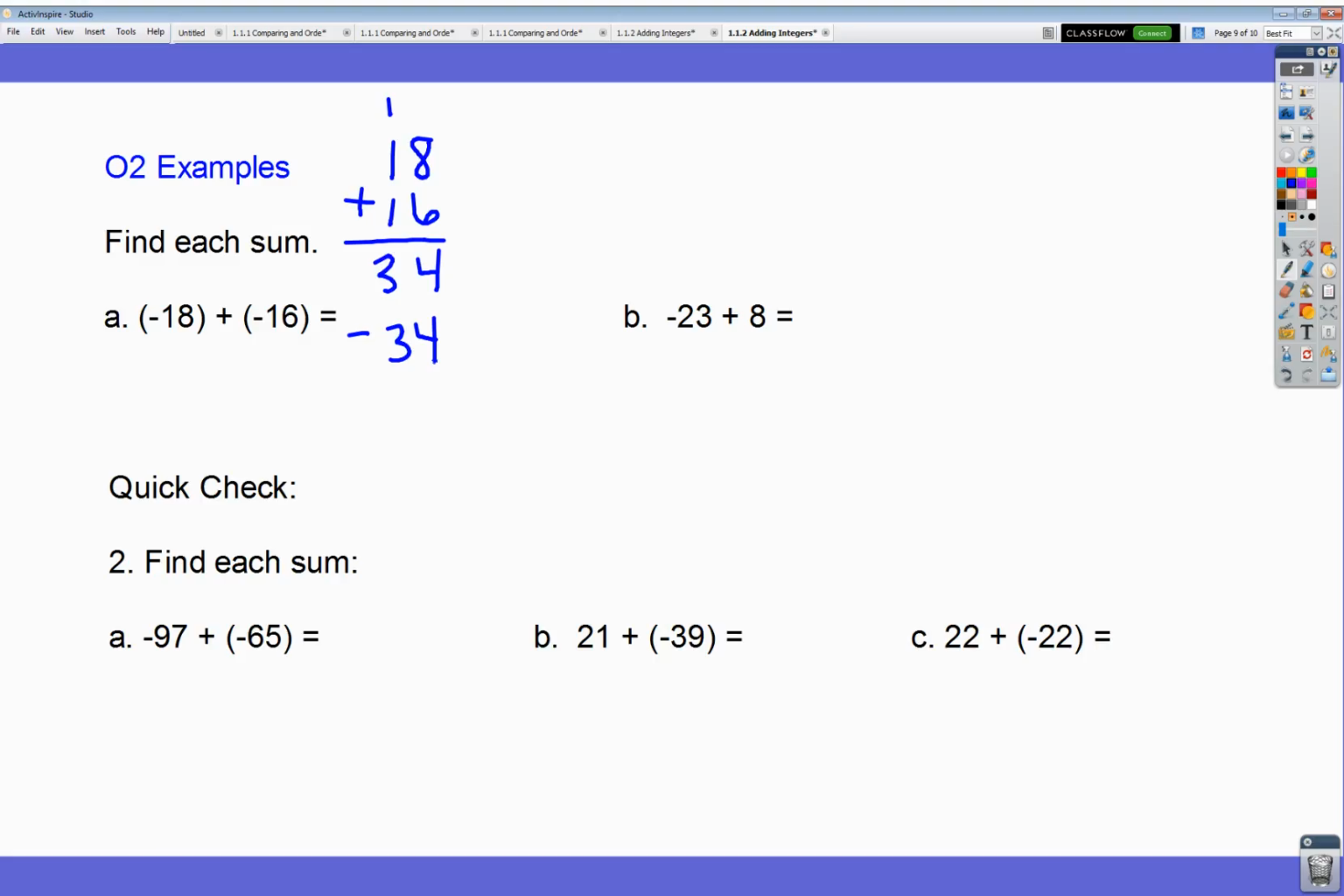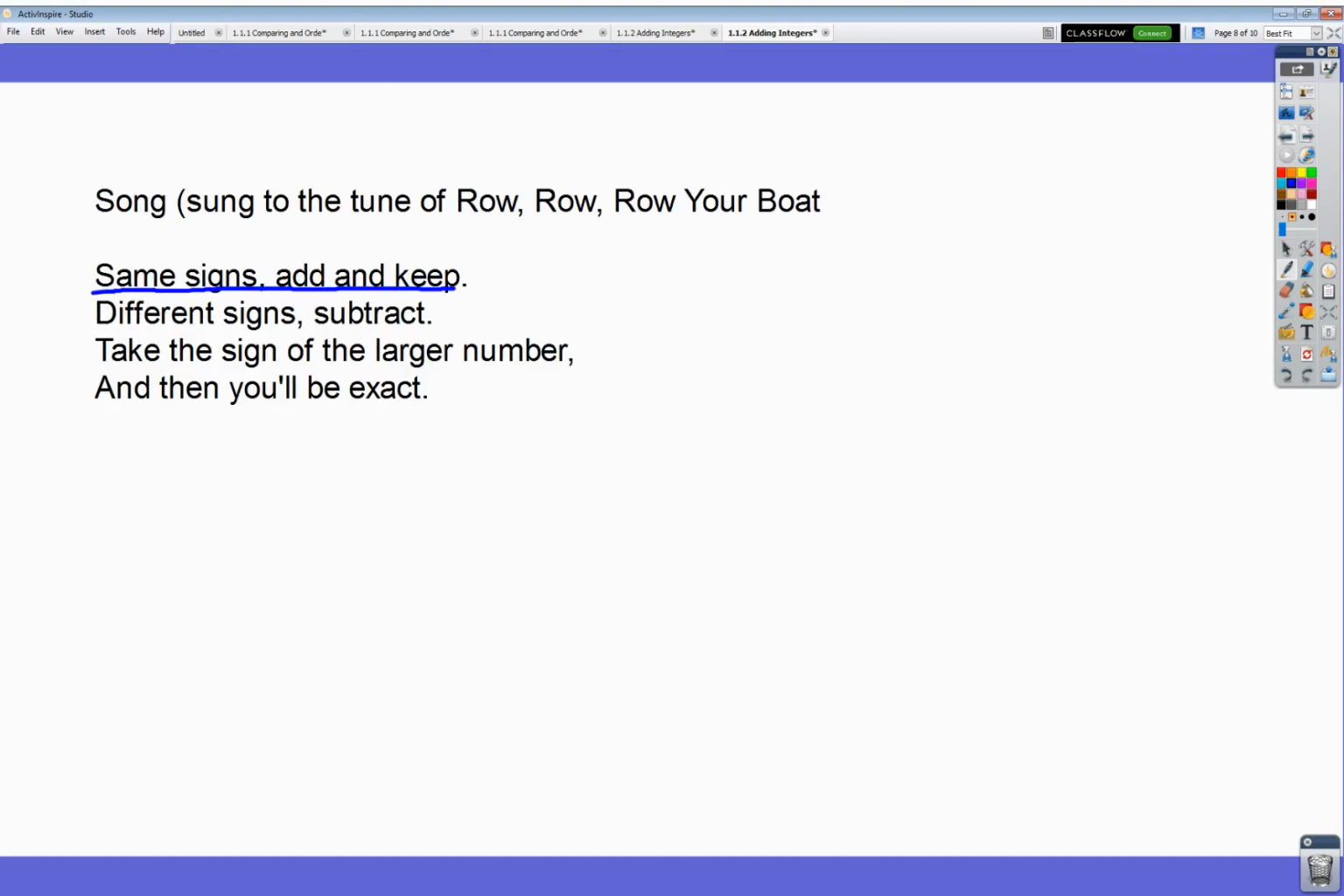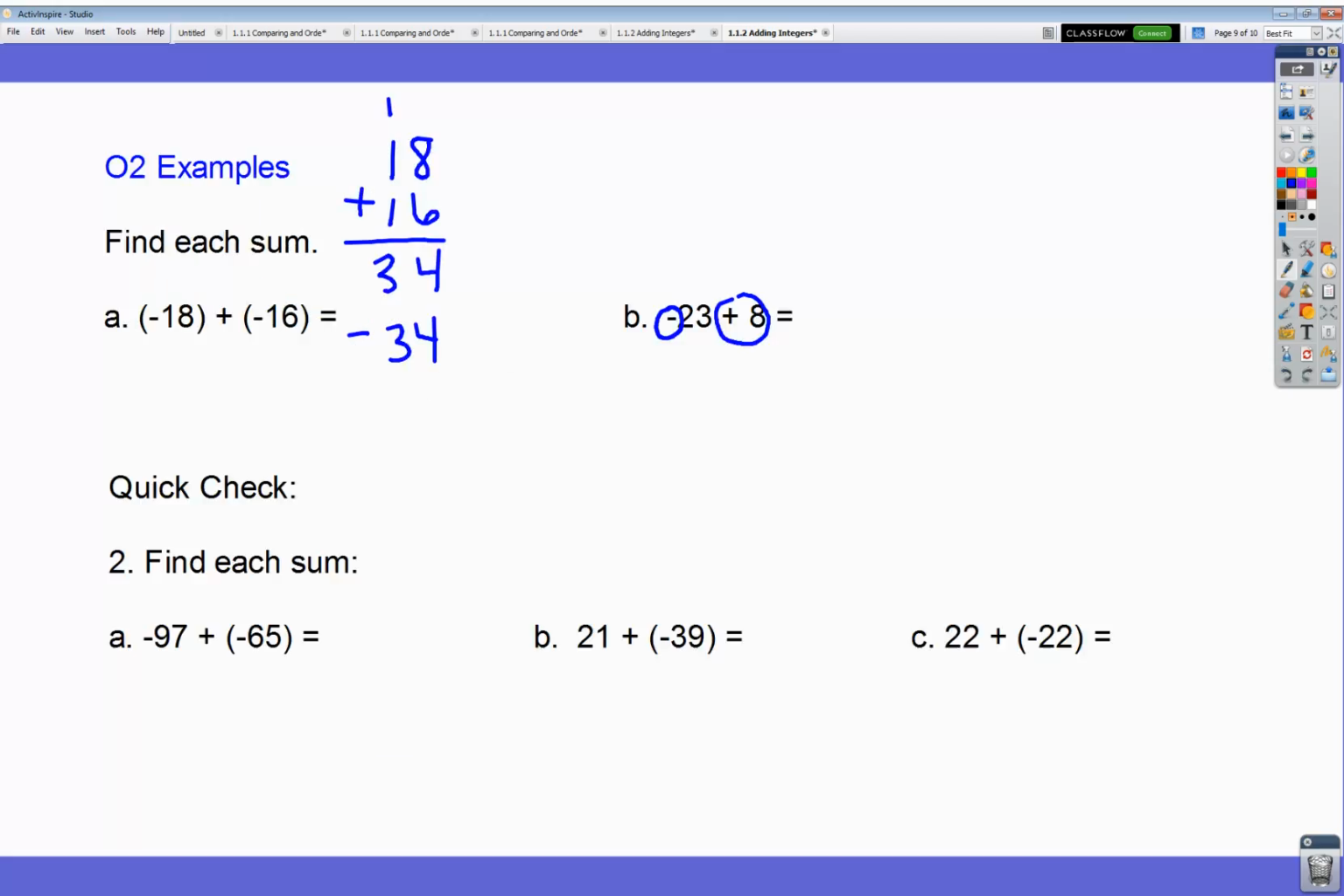Okay, letter B. We have different signs. The first number is negative. The second number is positive. So let's look back at our rules again. What do we do if we have different signs? Same signs, add and keep, different signs, subtract. Take the sign of the larger number, and then you'll be exact. So we're going to subtract these numbers, and we're going to use the sign of the larger number.